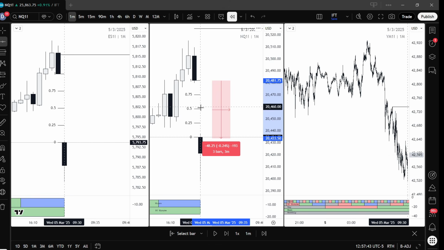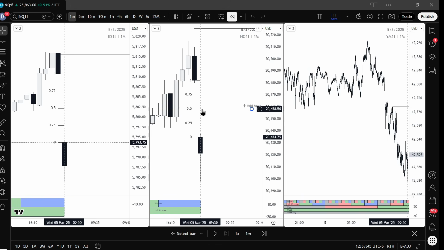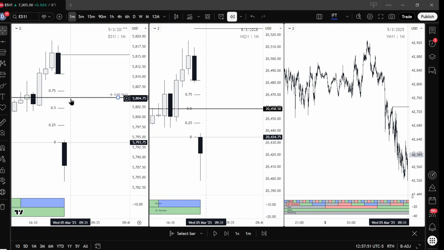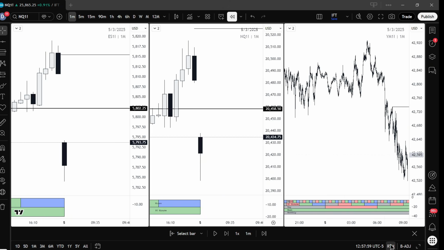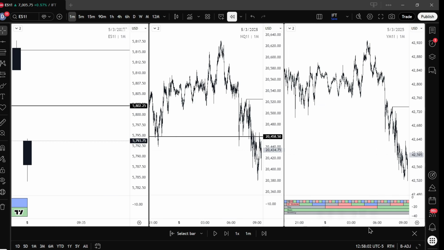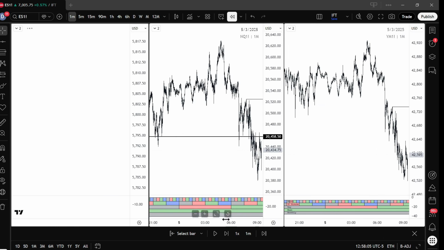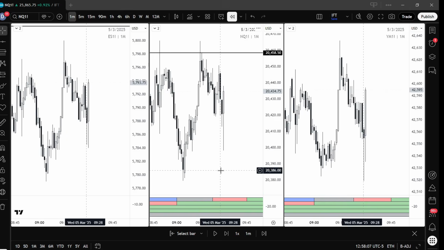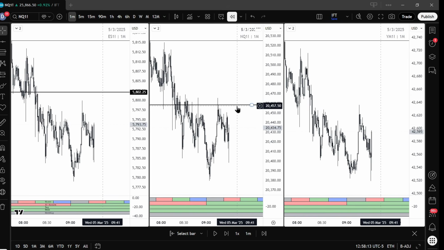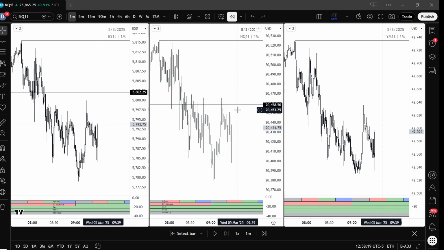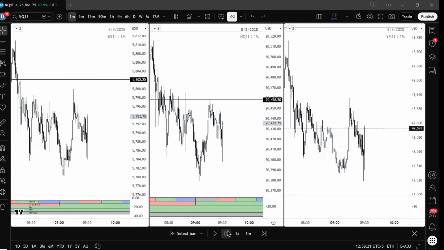So I'll do that here, and also do that here. I will remove the fib so that it does not distract me, and I will change it back to electronic trading hours. Right, so I want to see price at least trade up and reach this level, and at the same time, if a sequential SMT forms and all my rules are met, then I will be looking to take a trade. So let's see what happens.